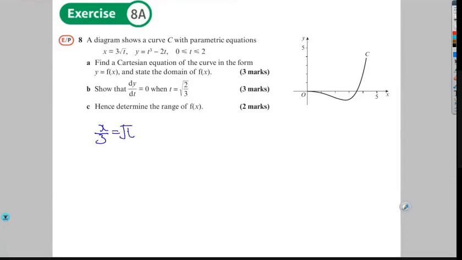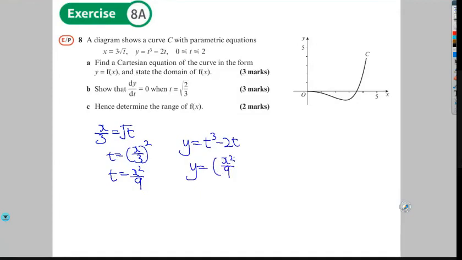Now let's move on to question 8 in the same exercise. In the first part, they want us to find the Cartesian equation and state the domain based on that. Okay, so let's do this. To find the Cartesian equation, normally in exercise 8a we can just make t the subject for the simpler equation, and I will start with x. So x over 3 is root t, and t is x over 3 all squared. So we have t equals x squared over 9, and then you can plug it back into y.